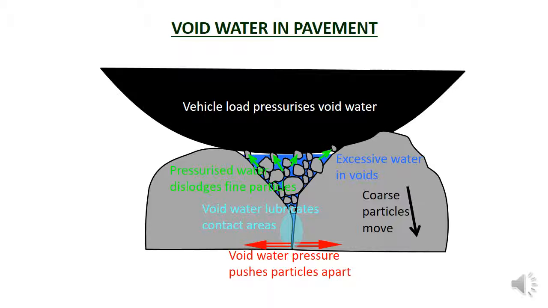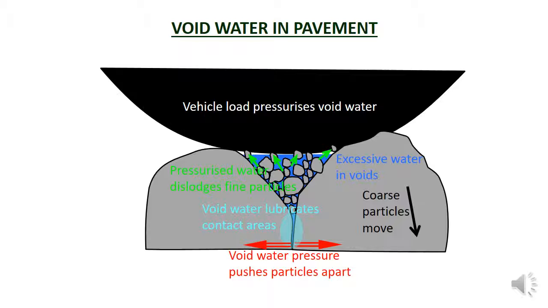Secondly, the void water can lubricate the contact surfaces between the coarse particles, increasing the risk of them moving under load. This can happen even if the fine particles are not being eroded out of the layer. Thirdly, the pressurized water also exerts pressure on the coarse particles, forcing them apart, lessening the contact between them, which can also result in them moving under load.